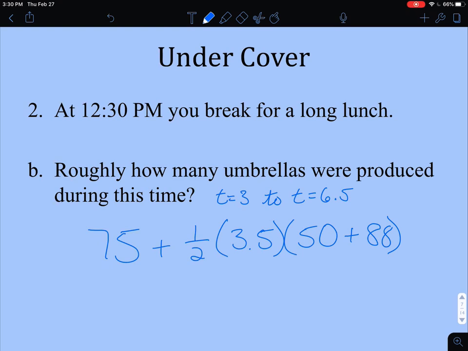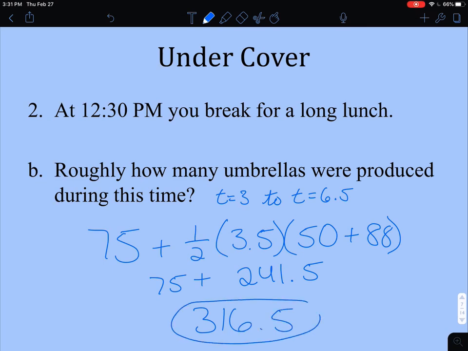And I get 241.5 for that, which when I add to my other 75 gives me 316.5.